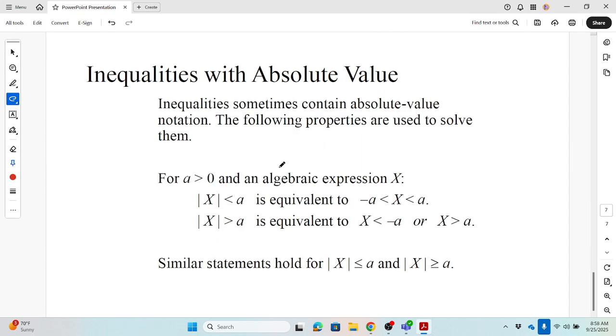Sometimes you might have to solve an absolute value inequality problem. Whenever you see this situation, the absolute value of something is less than a, then that something is supposed to be in between negative a and positive a. If it's greater than a, then that something is either less than negative a or greater than positive a. So these are the scenarios we are going to use to solve inequality problems.